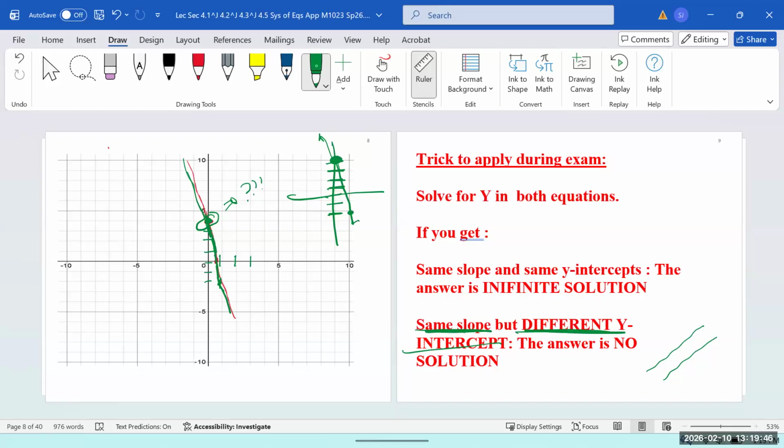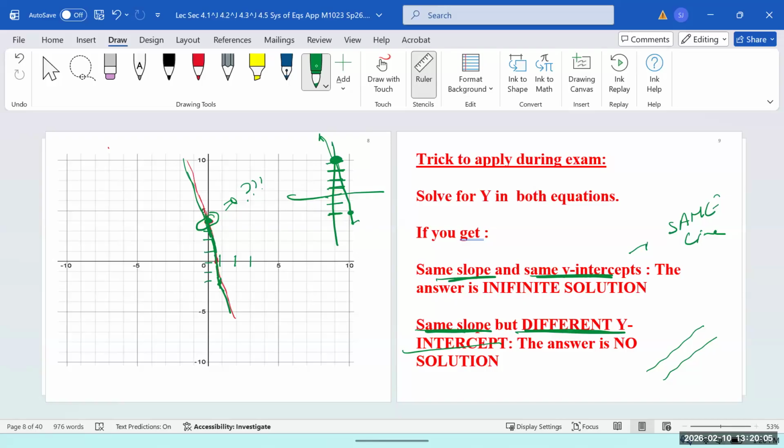But if you have same slope, same y-intercept, that means you have the same line. Same slope, same y-intercept means the same line. And if you have 2 same lines, they're intersecting infinitely many times. So your solution would be infinite solution.